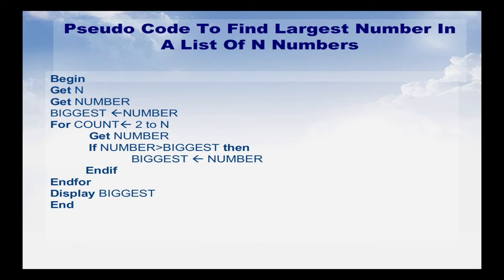That is taken care of by the if then end if block, and this construct is repeated n times, and after n times we come out of it, and whatever is left in the biggest is the biggest of the n numbers we got from the user. Hope you would have understood writing the pseudocode using various constructs.